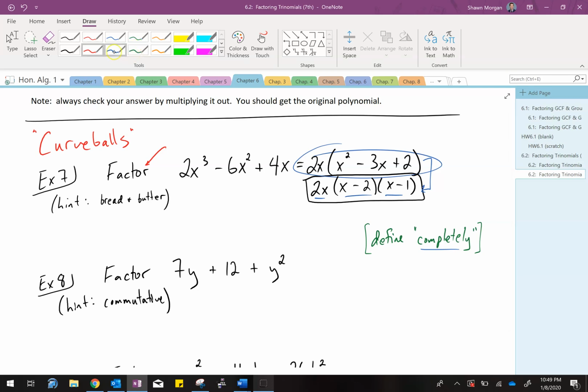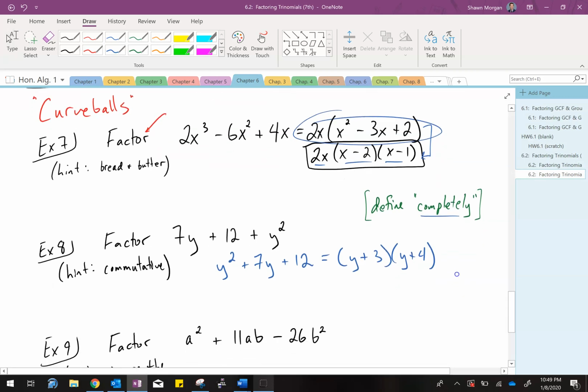So with example 8, what we'll notice, the hint says commutative, and hopefully you notice that the commutative property of addition is at play here, where I can reorder my terms into a more conventional way of writing the problem out. Here I've got y squared first, that's my quadratic, and then the linear term, and then the constant, and now it's just a simple matter of, okay, y plus 3 and y plus 4. Found my two factors of 12 that add up to 7, and that's not much of a curveball at all, but still, sometimes when the terms are reordered, we get a little bit nervous.